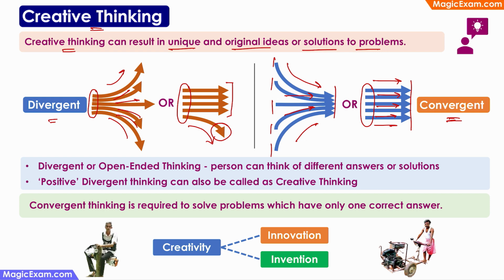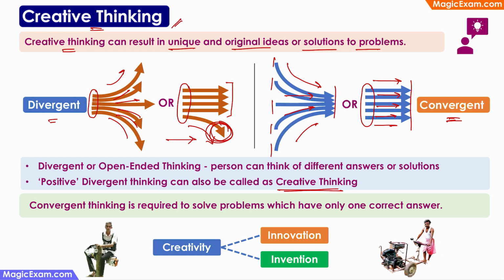So if there is a child who is looking at a problem in a different way, thinking in a divergent manner, and if that is positive and useful, then it can be considered creative thinking. So divergent thinking that is useful and positive can also be called creative thinking.